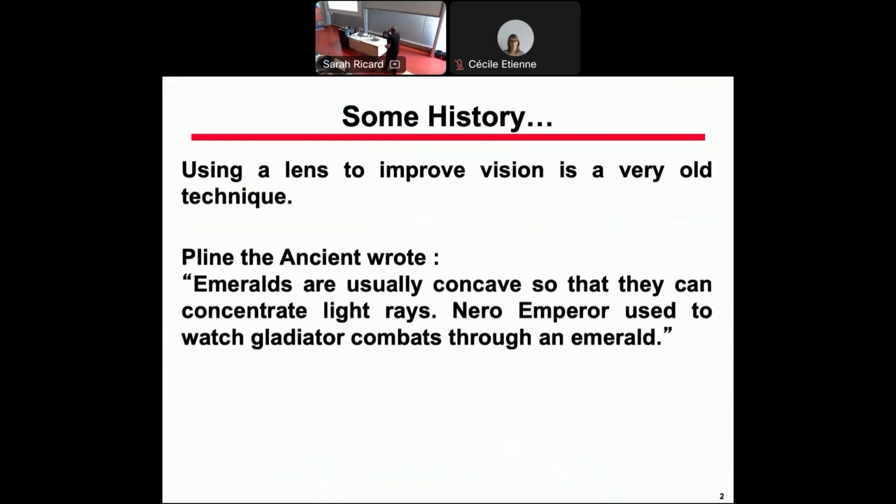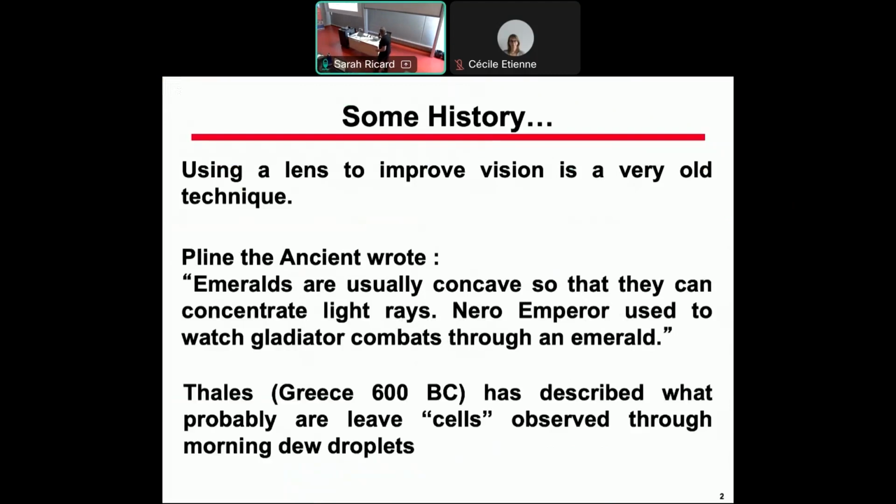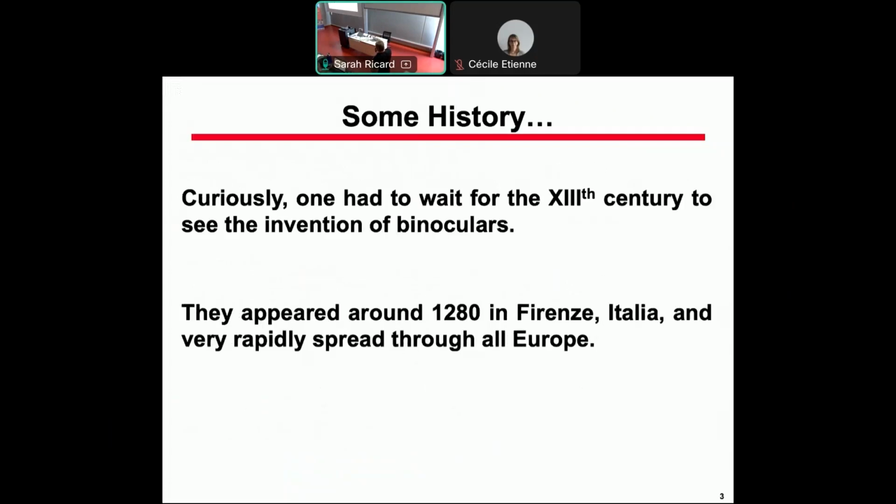Using lenses to improve vision is a very old technique. We have a text from Pliny the Elder talking about emeralds, which were used as lenses. And the funny thing also is Thales, describing what probably are leaf cells observed through morning dew droplets. So I wonder what people were doing to observe through morning dew droplets in the morning. It has been a very long time then.